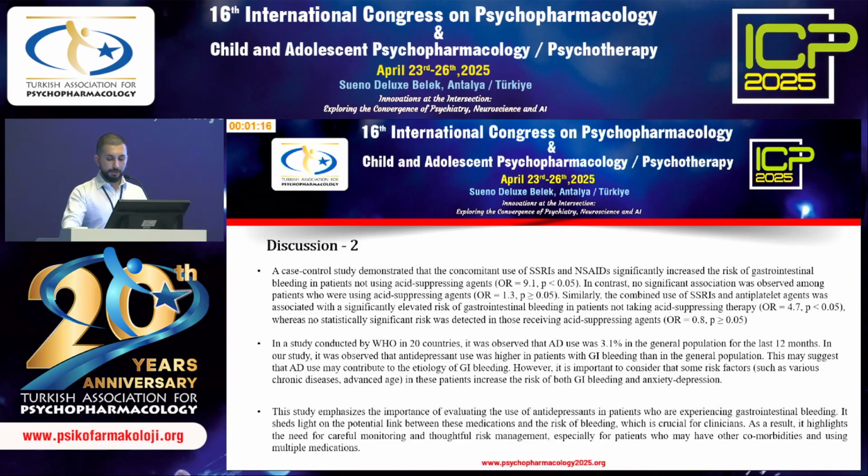In our study, it was observed that antidepressant use was higher in patients with GI bleeding than in the general population. This may suggest that AD use may contribute to the etiology of GI bleeding. However, it is important to consider that some risk factors, such as various chronic diseases and advanced age in these patients, increase the risk of both GI bleeding and anxiety and depression. So this study emphasizes the importance of evaluating the use of antidepressants in patients who are experiencing gastrointestinal bleeding. It sheds light on the potential link between these medications and the risk of bleeding, which is crucial for clinicians.